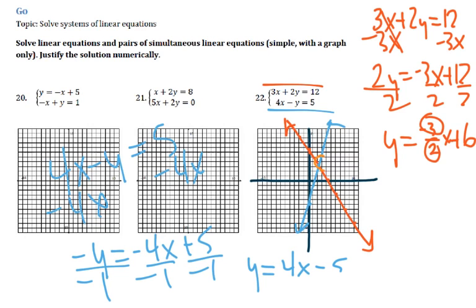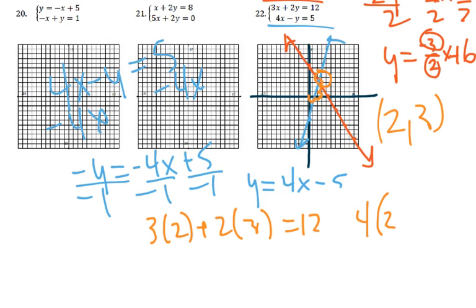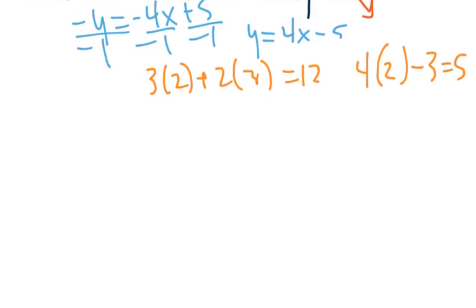So our answer is right here, so it's over 1, 2, right? And up 1, 2, 3. So 2, 3 is our answer. Alright, and then to justify numerically, you can just plug it in. So for x, we'd plug in 2. For y, we'd plug in 3. And we're going to see if it works in both equations. So 2 for x, 3 for y, and you can do this on all of them to double check.